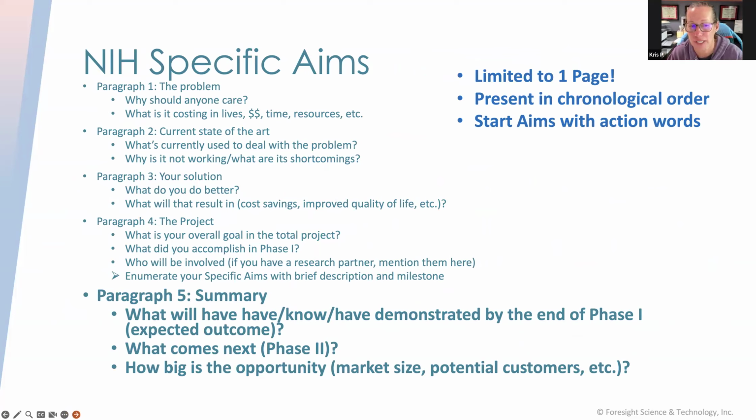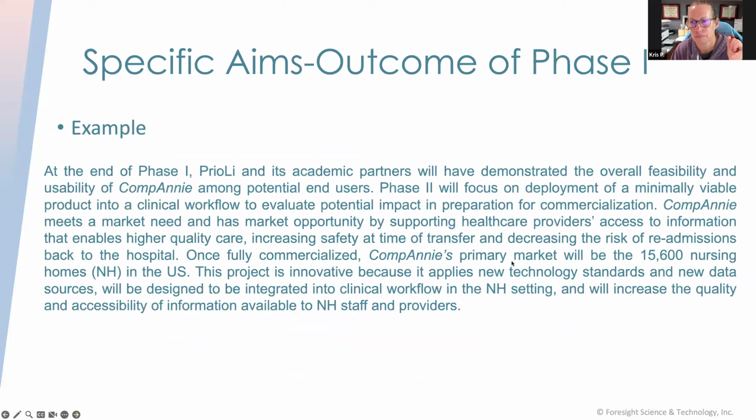And the final paragraph is a summary. So this is the last paragraph. It's very short. It's almost always very short. What will you have or know at the end of your phase 1? What do you think you'll do in phase 2? 1 sentence. And what's the commercial market? How big is the opportunity? This is it.